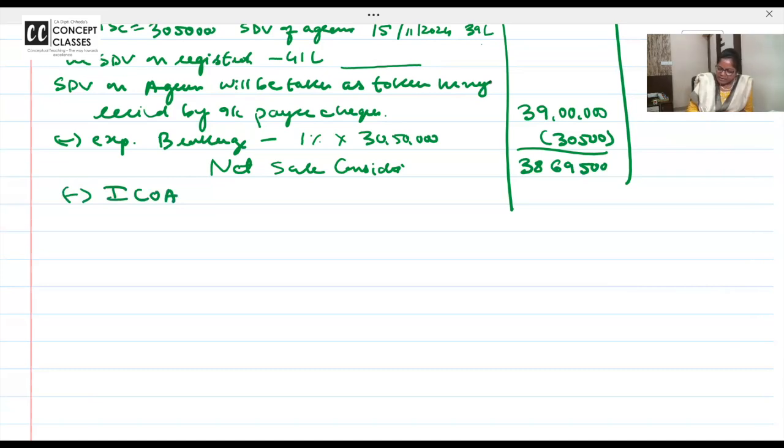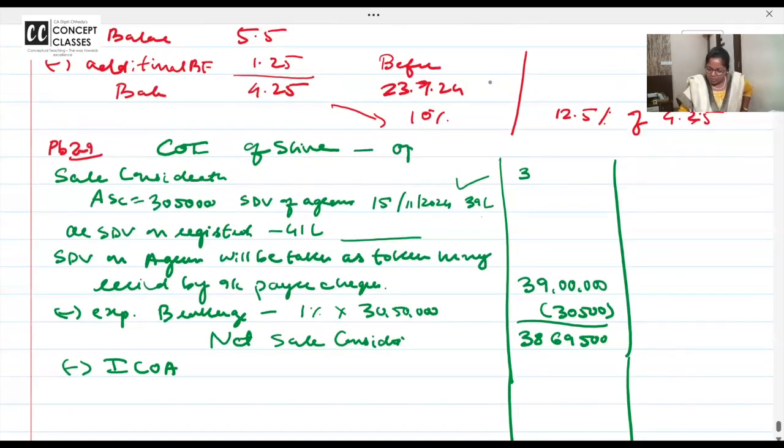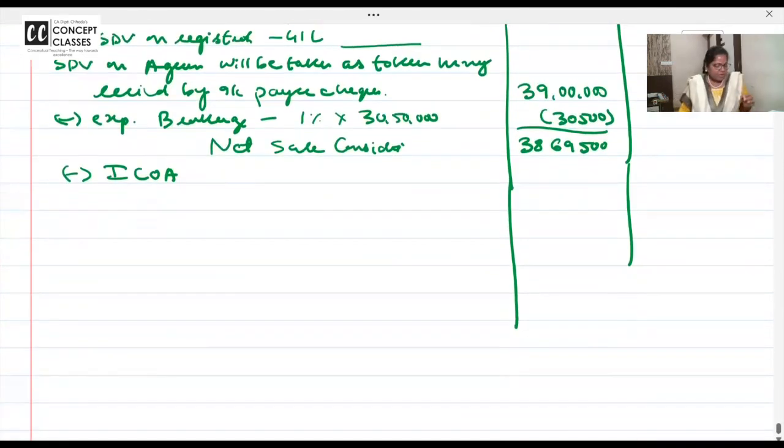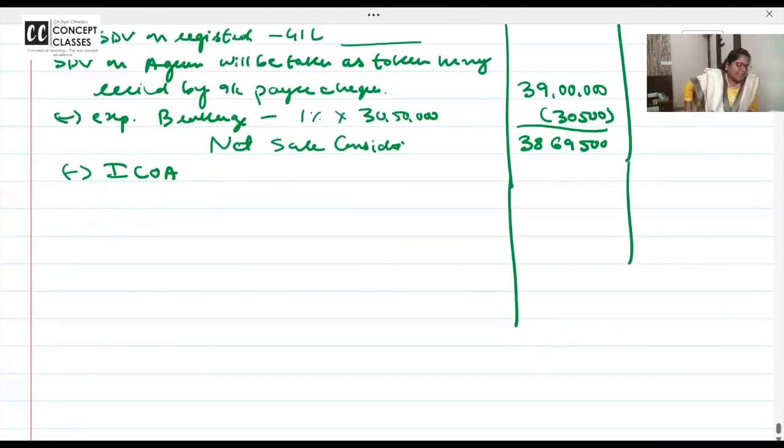Now it's time to take index cost of acquisition. We are doing with the first option, sorry I missed writing here, Option 1: tax at the rate 20% with indexation. So now the cost of acquisition is in 1979, but can we take the fair market value? It's given in the second or third line.